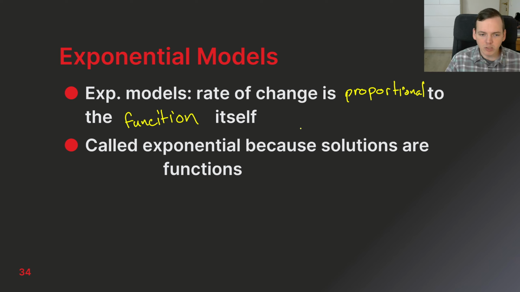This is most often seen with populations that reproduce, or in finance, like a bank account that's getting interest based on how much money is there. These are called exponential functions because the solutions are exponential functions. So, it tracks kind of logically here.